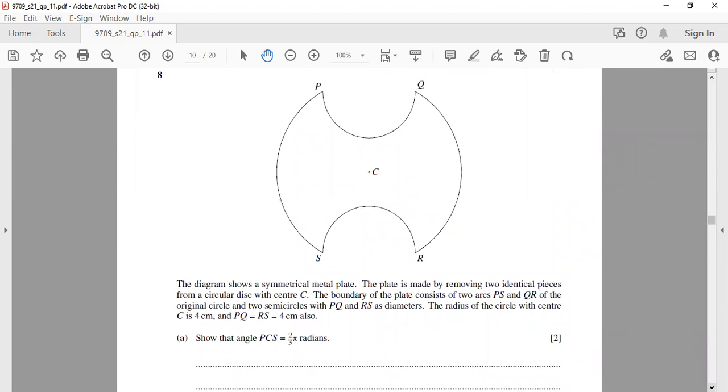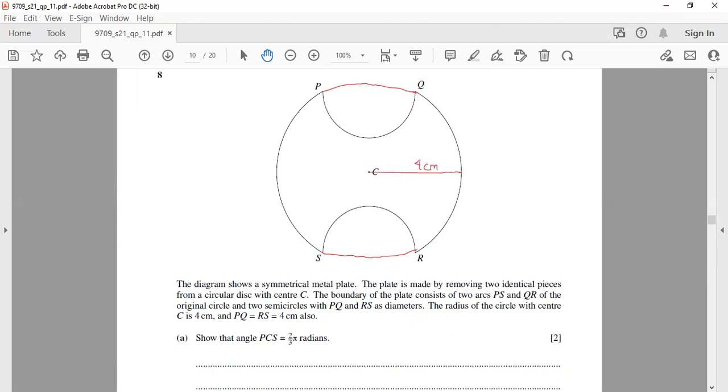Okay, so now let's move on to question number 8. You're given a diagram. The diagram shows a symmetrical metal plate. The plate is made by removing two identical pieces from a circular disc with center C. The boundary of the plate consists of two arcs, PS and QR of an original circle. So basically, this is a circle. The radius of the circle with center C is 4 centimeters. So basically, this distance is 4 centimeters.